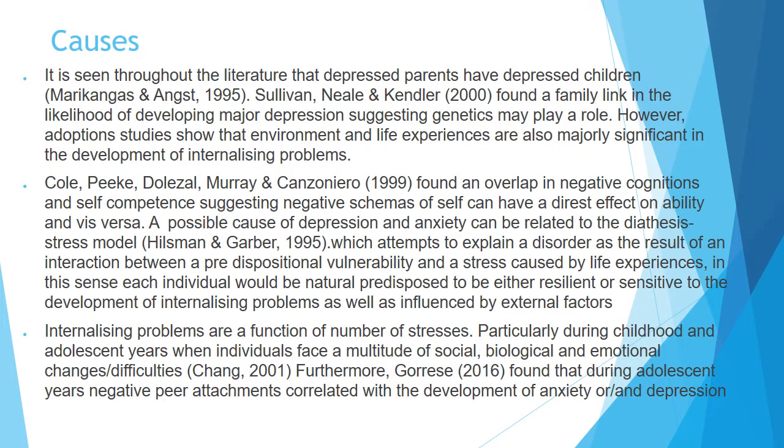Statistics would indicate that depressed parents are more likely to have depressed children. Sullivan, Neal and Kindler, 2000, found a link between genetics and major depression in their adoption studies. However, environment was also found to be a major influence. Cole, 1999, found a correlation between negative cognitions and self-competence, both brought on by stress.